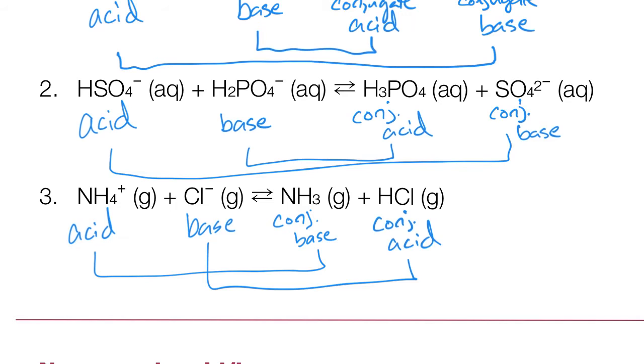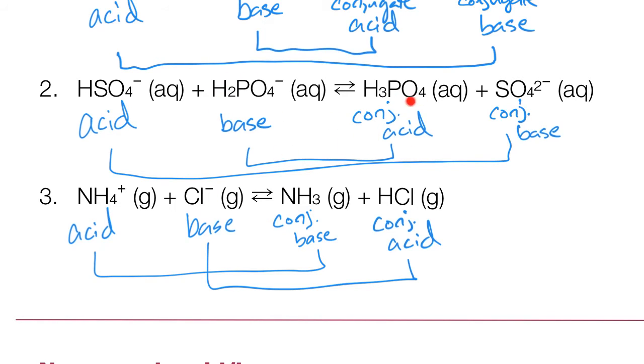All right, here's the answers for you to check. On the first one, I paired up the HSO4 with the SO4 because the only difference is that one hydrogen is missing. And then same here, the H2PO4 and the H3PO4, the only difference is the number of hydrogens. So that's where I got my pairs.